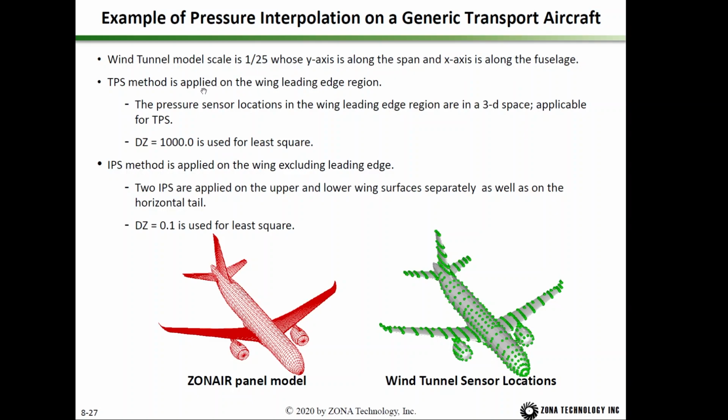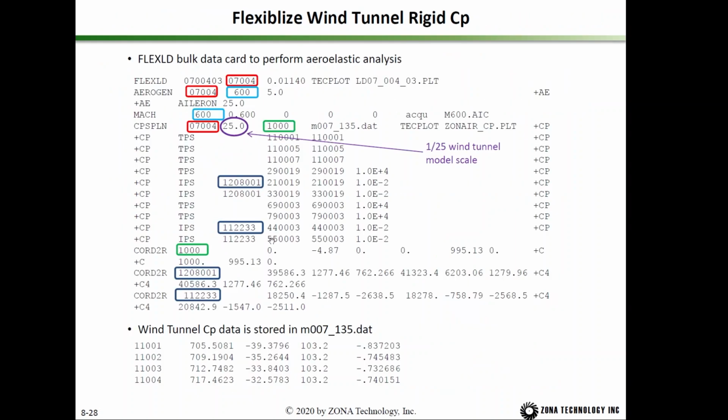So TPS, the 3D spline method, is applied on the wing leading edge. The pressure sensor locations on the wing leading edge are in 3D space, so we can use the 3D spline. And we found we have to use a very large DZ for least square. The IPS method is applied on the wing, excluding the leading edge, and two IPS are applied on the upper and lower wing surface separately, as well as on the horizontal tail, and DZ equal to 0.1 is used for least square.